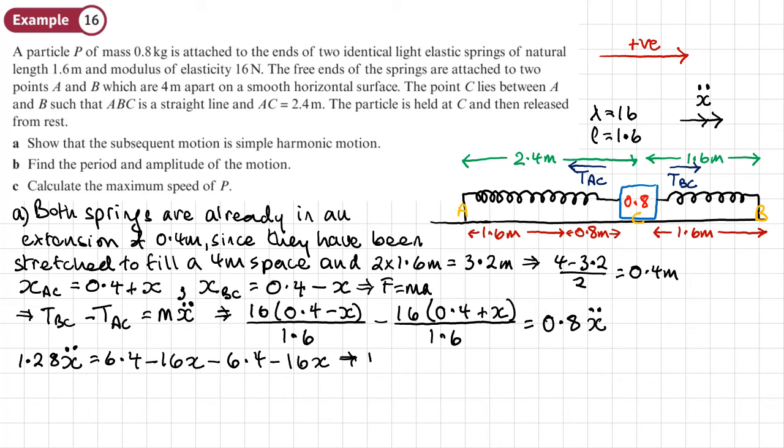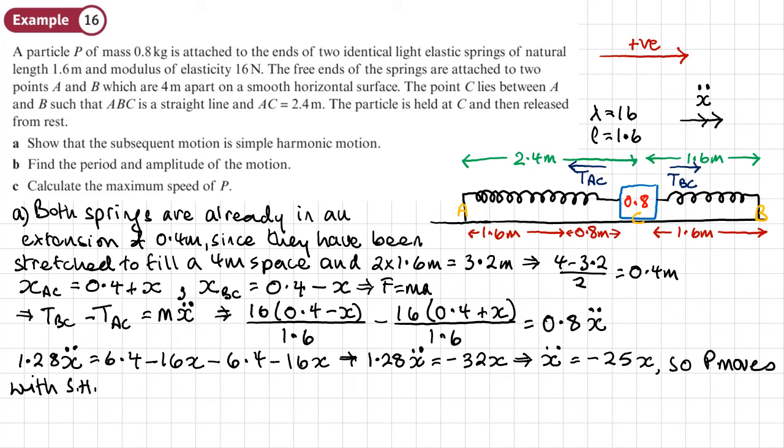That gives me 1.28 times the acceleration is equal to negative 32x. Then divide both sides by 1.28, I get the acceleration equal to negative 25x. Okay, so is it P they call it? Yeah, so P moves with simple harmonic motion. So it's in the form that we want, where omega squared is equal to 25.